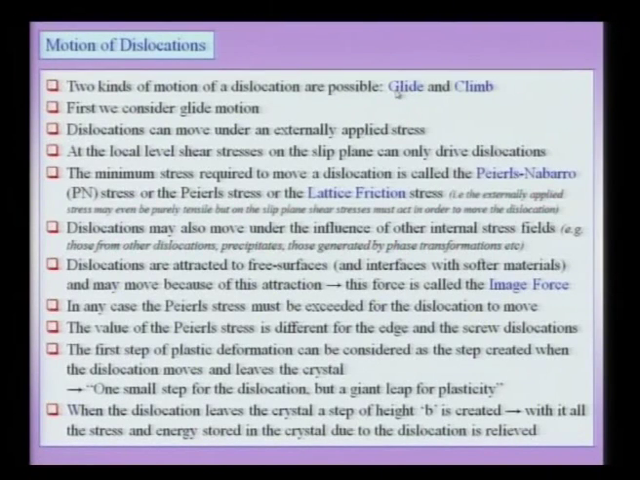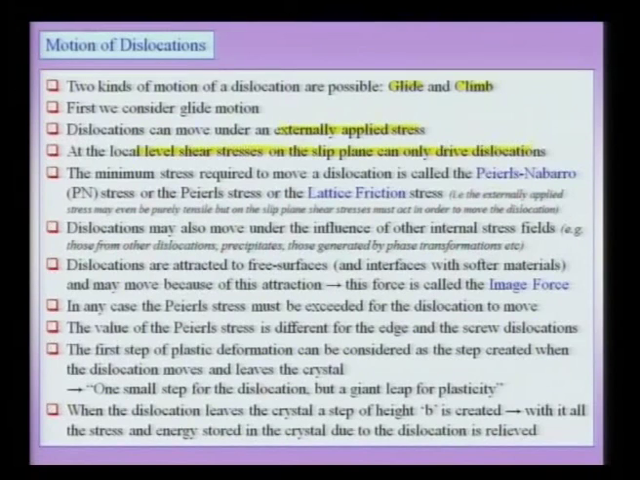Two kinds of motion of a dislocation are possible, and as we saw, why are we considering the motion of a dislocation? Because of the role dislocation motion has on plasticity. Of course, there are other roles we have already seen of a dislocation, but here we are concerned with plasticity mainly. The two important modes of dislocation motion are glide and climb, and we will first focus on glide motion of the dislocation. And typically a dislocation would move under the action of an externally applied stress, and we have already noted at the local level shear stresses are responsible to move a dislocation line.